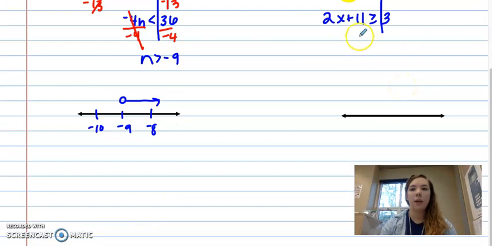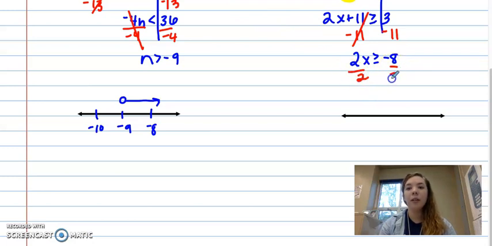At this point, I'm going to subtract 11 from both sides. And then divide by 2 on both sides. Since I'm dividing by a positive, my sign stays the same. It does not flip. So this is a filled in circle pointing right.